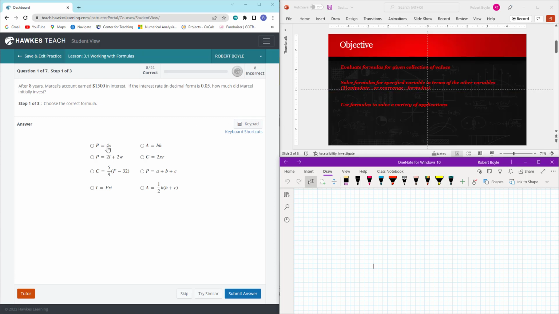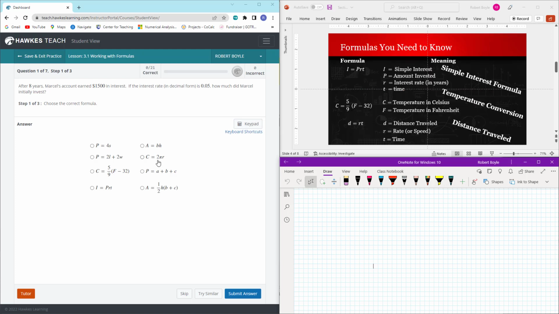Now notice that this right here is the formula for a square. This right here is the formula for the perimeter of a rectangle. This is our temperature conversion formula. This right here is the formula for interest for a given interest rate and time. That's what we have here. We have the interest for the given interest rate and time, and we want to know how much we invested. So it looks like this would be the formula that we want to click on.